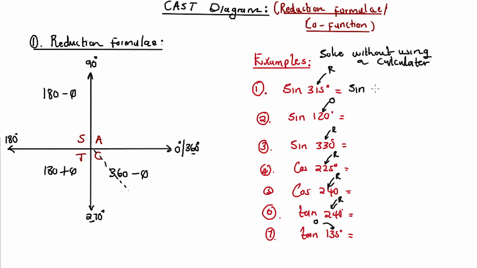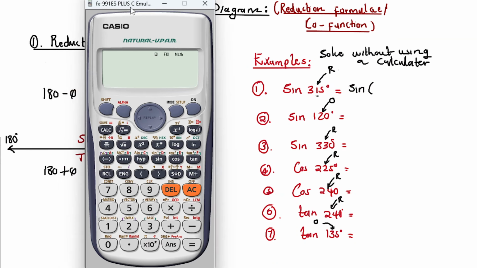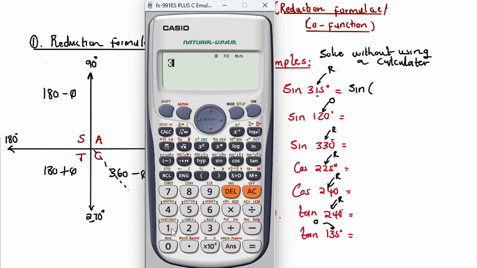So it's going to be sine open bracket, meaning that the 315 I have to write as 360 minus some angle. Let me show you. Let me pull out a calculator here. So it's 315 minus 360, it's 45. So this 315, you should write it as the formula of 360 minus some angle. What is that angle?